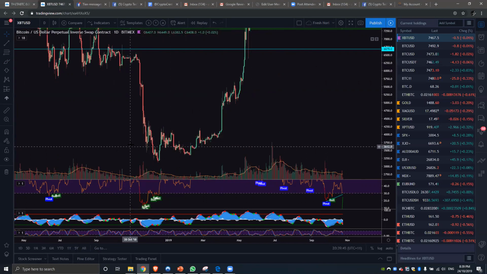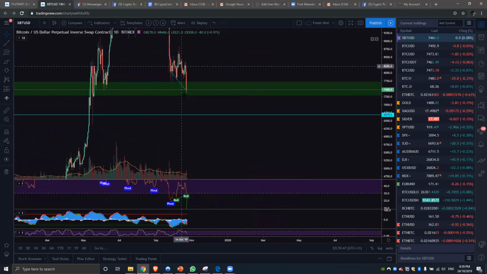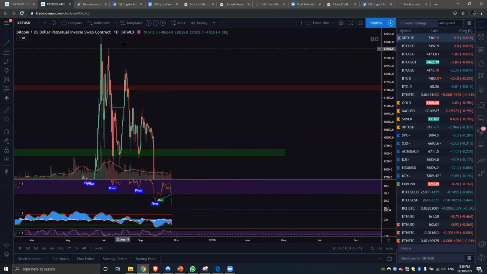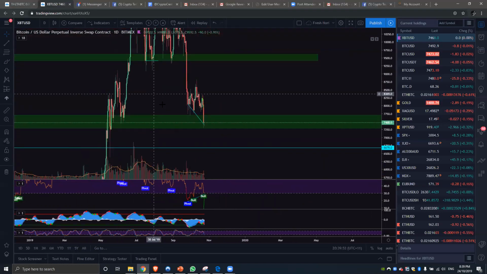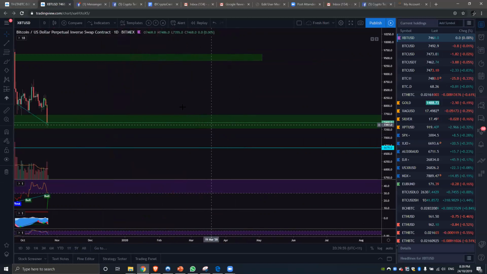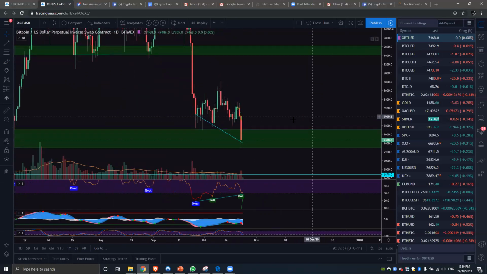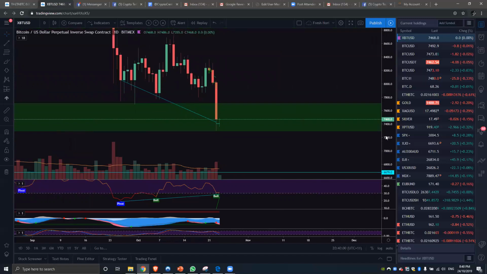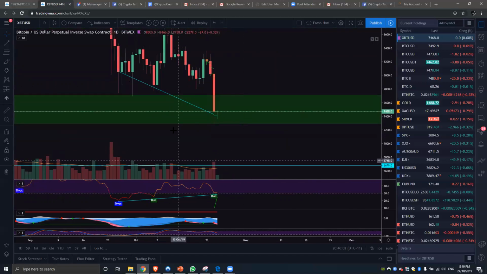Typically bottoms take a lot longer to form than tops do, right? Because of the way the human mind works, you're a lot more fearful when you're at the top, so you generally have blow-off tops. Bottoms take a little bit more time because you need to have that sense of security and confidence come back into the market, right?